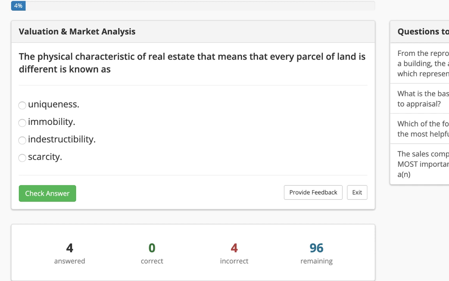I haven't encountered the sales comparison as much. And then income approach is more commercial, right? So sales comparison for residential, income approach for commercial.